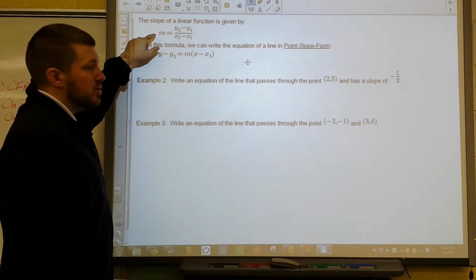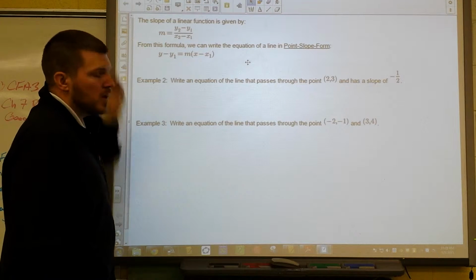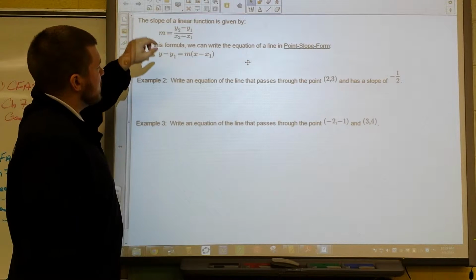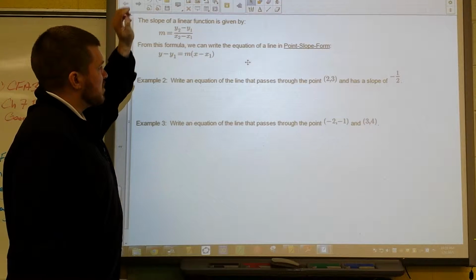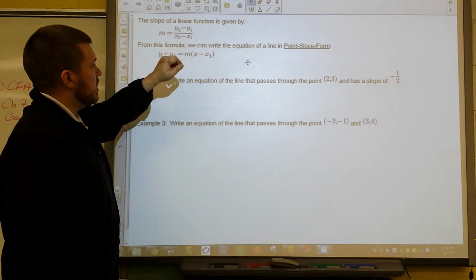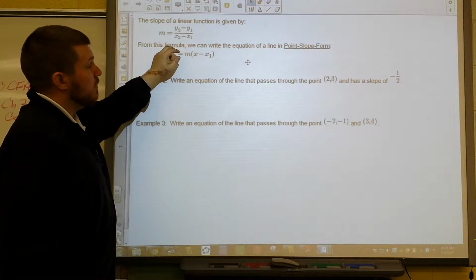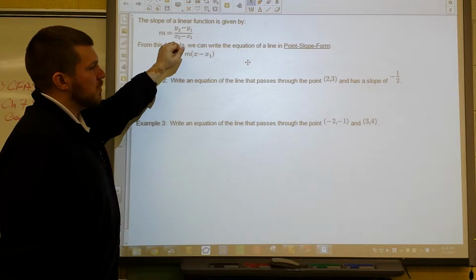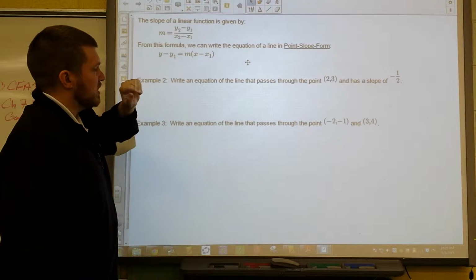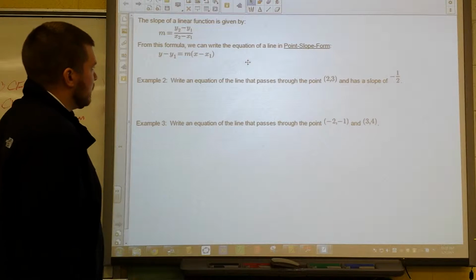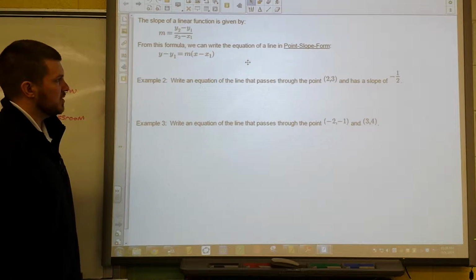For whatever reason, we used m to represent the slope. Maybe they're thinking about like a mountain, how steep the mountain is. But essentially what it is, is a ratio that compares the change in y to the change in x. In other words, what we're saying is y2 minus y1 divided by x2 minus x1. That's something you should know already. And obviously we need two ordered pairs to find the slope.